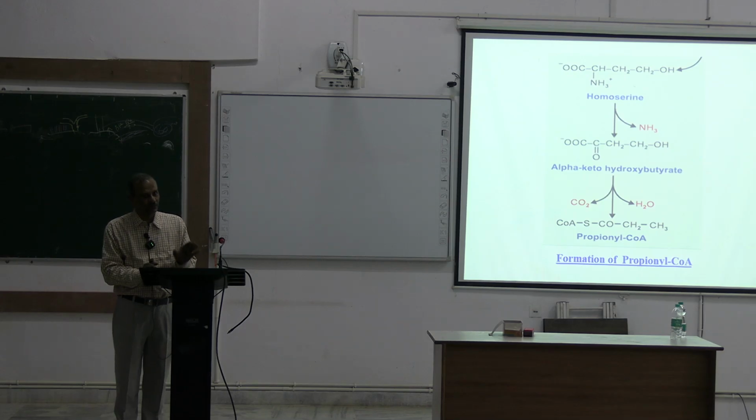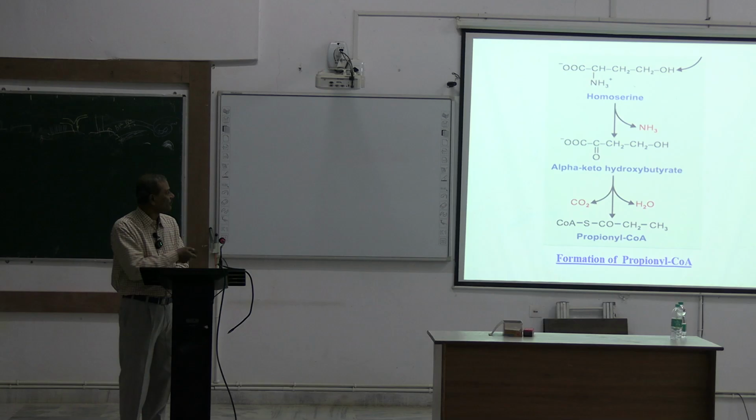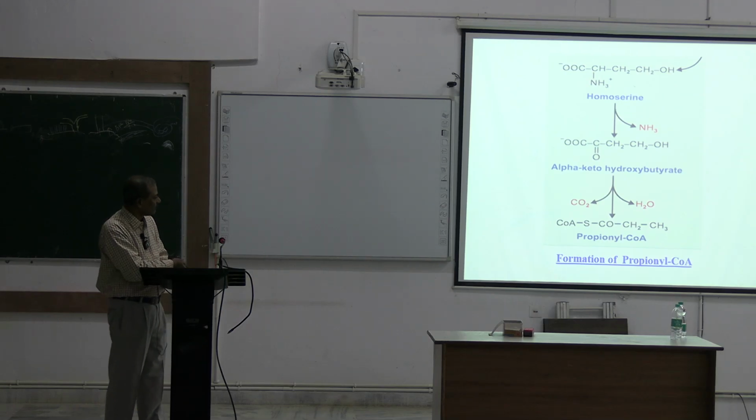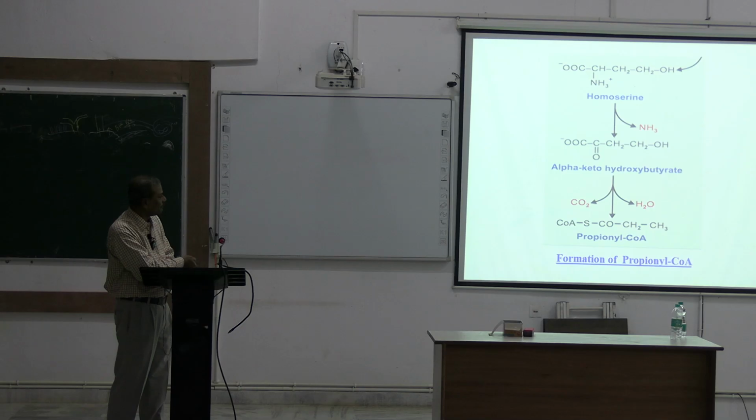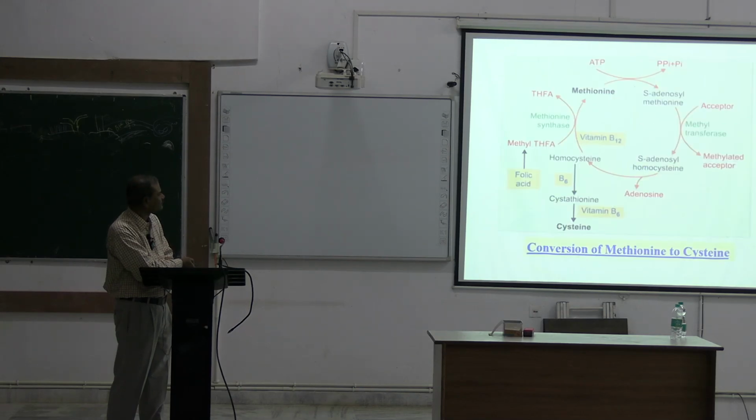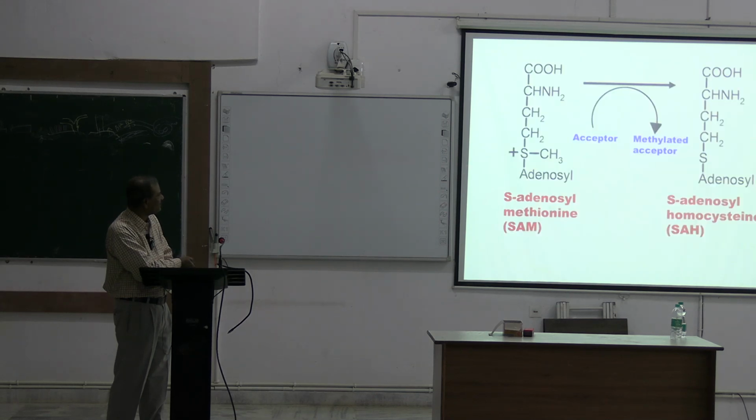So propionyl CoA is one important aspect in the sense that at the end of odd chain fatty acid breakdown, the end products will be acetyl CoA and propionyl CoA. Propionyl CoA can also be an end product of beta oxidation of odd chain fatty acids. So this is the structure I have shown in short. This is available in the book, you read it.